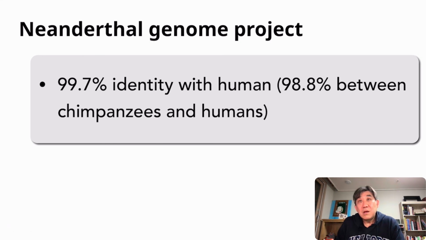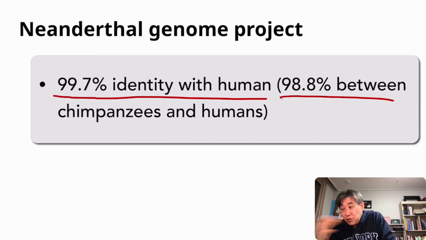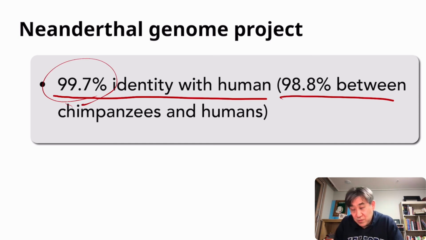But then it turned out that, wow, it showed 99.7% identical with human. In comparison, in the case of a chimpanzee, it shows 98.8%. So even in the case of chimpanzee, there was a striking similarity between human and chimpanzee. But for Neanderthal, it is no wonder. If they were still alive, they would be de facto the closest relative, like brothers, to modern humans.